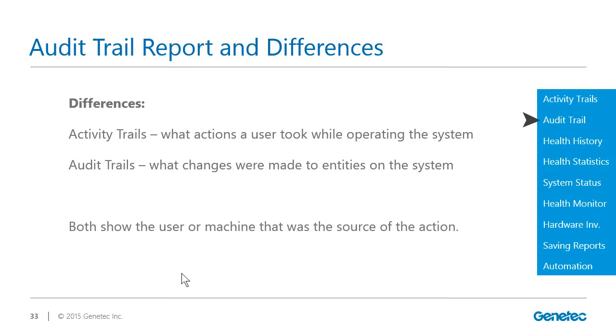Now both of them show the user or machine who made the change, so you can track down the person who made the change. They also both are using the directory database for the events list. Only for the activity trails you need to select which ones to keep, and for both you need to specify how long to keep the events.